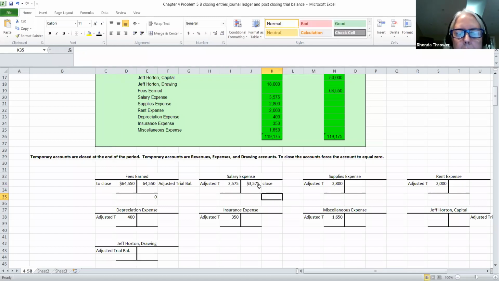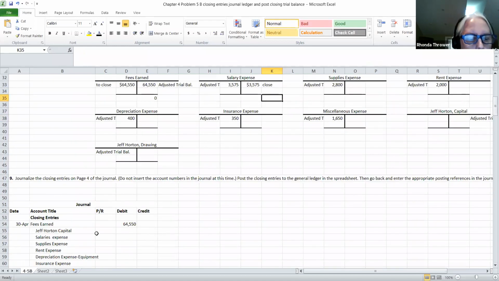And then I would take this amount and I would put it into my journal. Notice I've got salaries expense after I've written down the capital, and I'll come back to that in just a minute when we get to the capital account. So $35.75 is going to go into my salaries expense account that I'm going to close out here.